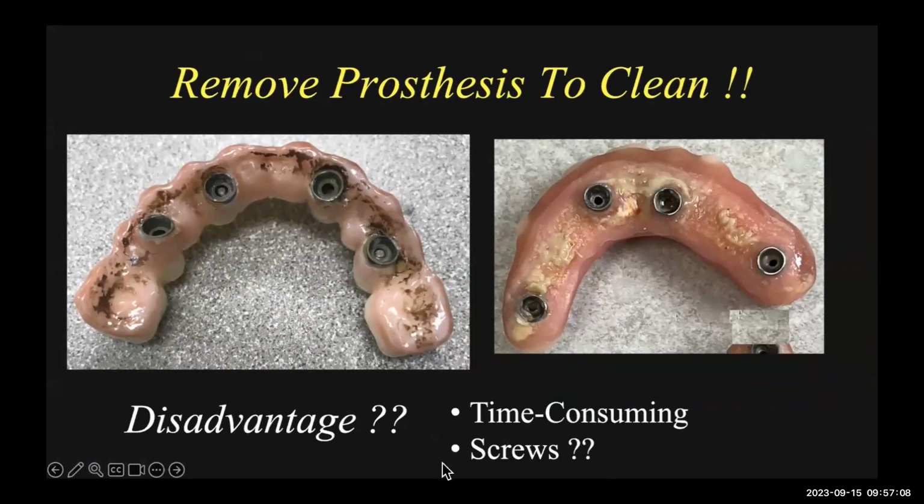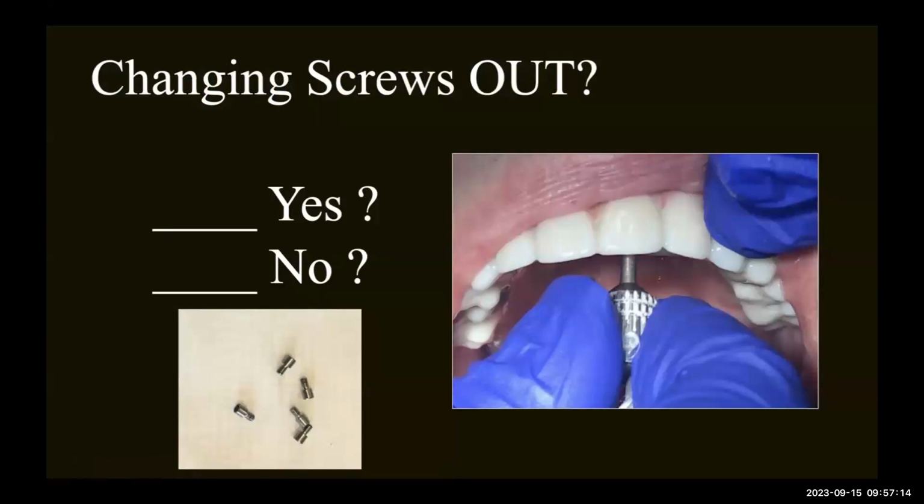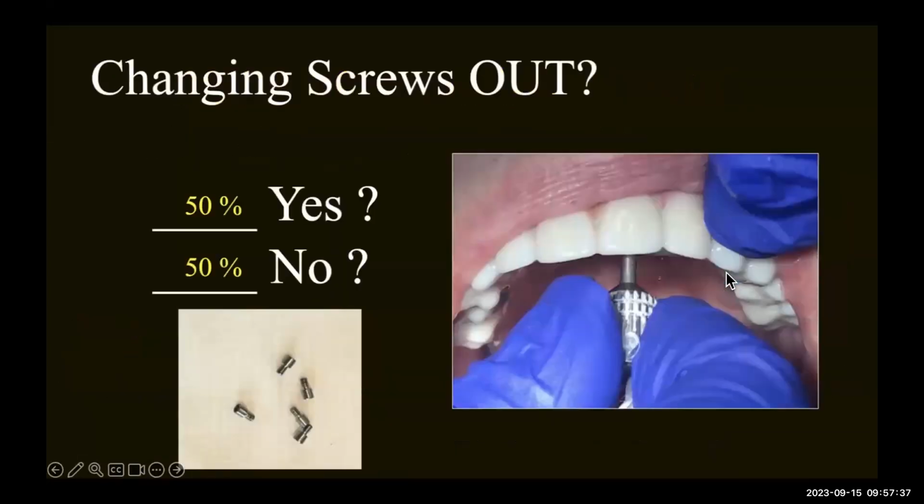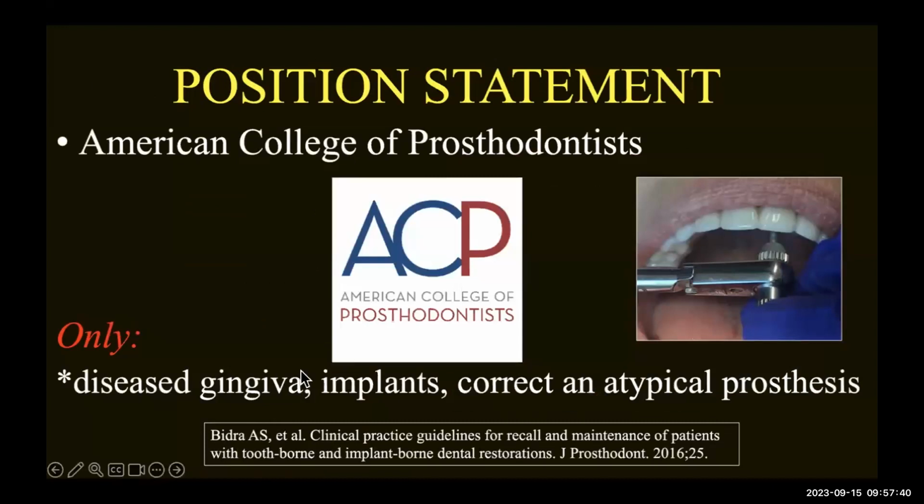The second disadvantage is the screws. And a lot of people don't realize this about the screws. The screws basically are usually made for one-time use. So changing out the screws, if you take a poll of implantologists, 50% change them out, 50% don't when they remove a prosthesis. So what does the ACP, American College of Prosthodontists, state? They say because of the screw issue and the difficulty in removing these, that you only remove it if you have diseased gingiva, diseased implants, or if the prosthesis is so atypical that the patient can't clean it.